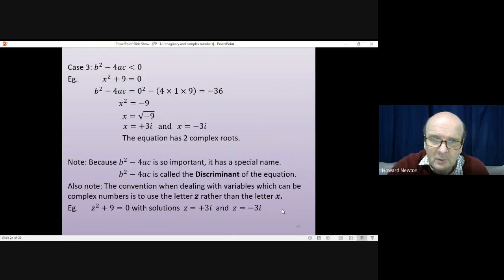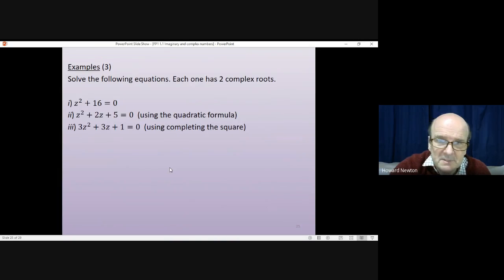Now, obviously, it doesn't matter what letter you use. You can use any letter you choose from any alphabet. The useful thing about following the convention and understanding the convention is you immediately get a hint. The moment you see the letter z, complex numbers should go into your head, the possibility, the almost certainty that you'll be dealing with complex numbers and that the solutions will be complex numbers.